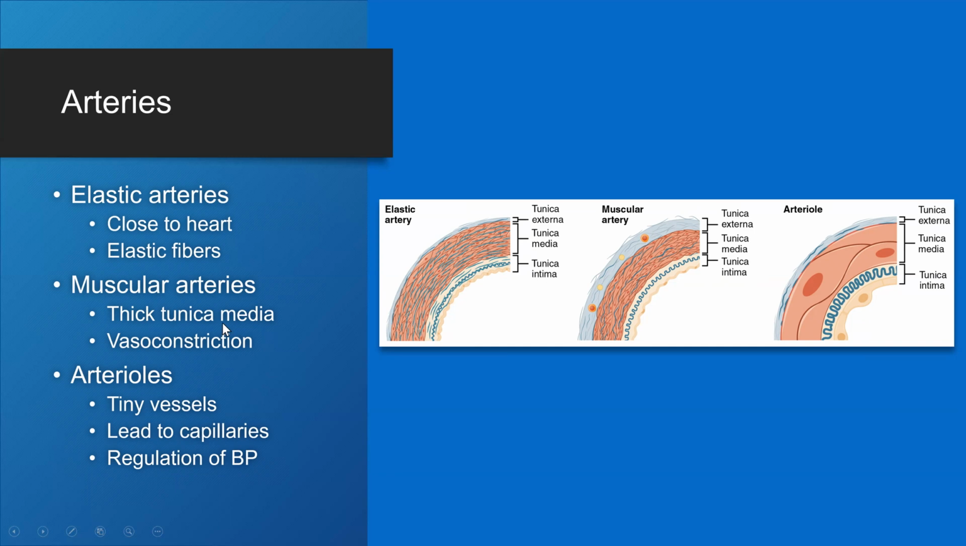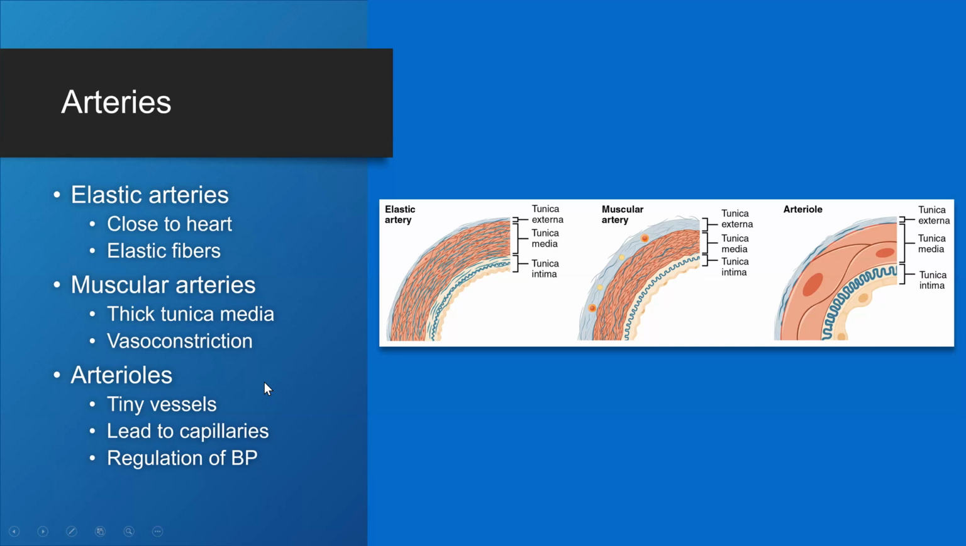Now, when we're moving away from the heart, we have smaller arteries, and they are muscular arteries. They have thick tunica media, and they are active in vasoconstriction. So they can constrict the lumen or dilate the lumen when those muscles contract or relax inside tunica media.